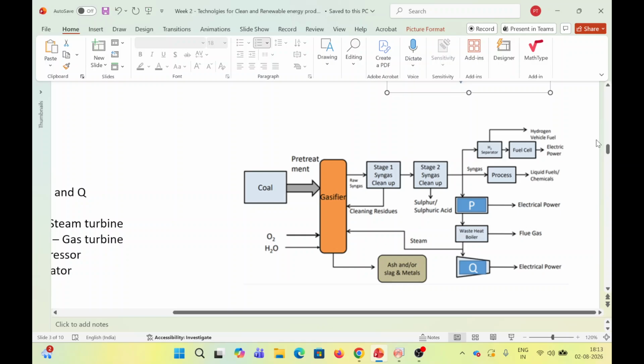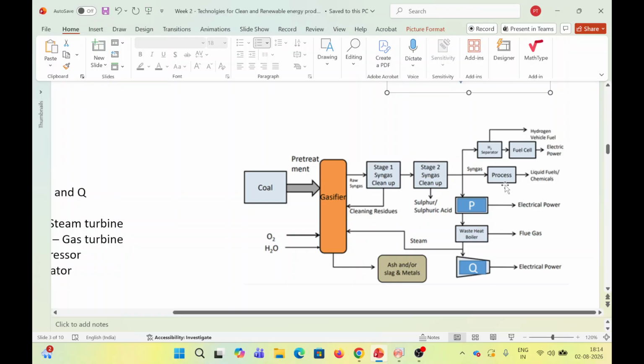This is basically the coal gasification process. Initially you have coal, you do a pre-treatment, and then with oxygen and steam, you let it into the gasifier. Once the gasifier does the gasification process, a raw syngas comes out, and then this raw syngas undergoes cleanup. Whatever residue is left over is transferred back to the gasifier. Then it goes to a stage 2 gas cleanup where you can remove the sulfur.